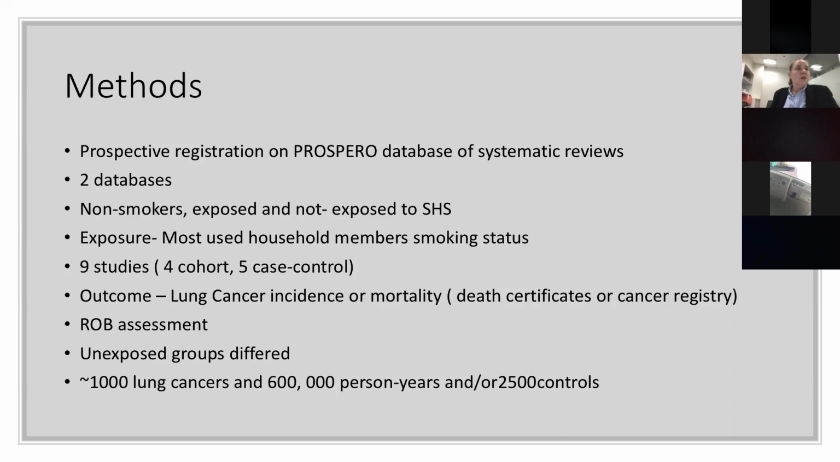They found 9 studies that fit their inclusion criteria. 4 were cohort and 5 were case control. And the outcomes were objective. They were lung cancer incidence or mortality, verified by death certificates or cancer registries. They had a good risk of bias assessment, but again, unexposed groups differed. The numbers in this study were also very large, as is the case for observational studies, with 100,000, with 1,000 lung cancers and 600,000 person years or 2,500 controls, depending on whether we were looking at the case controls or the cohorts.